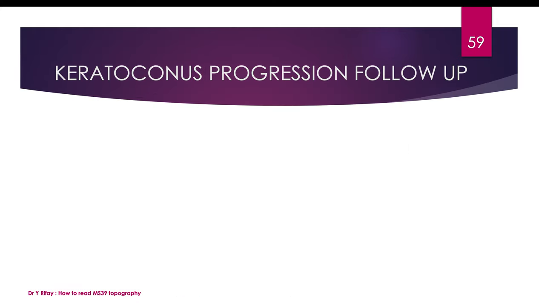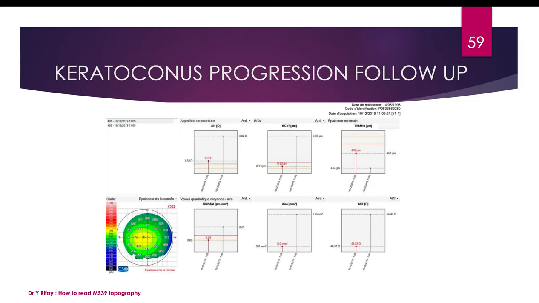It is helpful also in keratoconus progression follow-up. We can monitor the progression of the keratoconus with this device at different dates with all the parameters: the aberration parameters, the thickness, the Kmax or the AKF, the root mean square, all these parameters that will give us the possibility to monitor the progression of this disease.